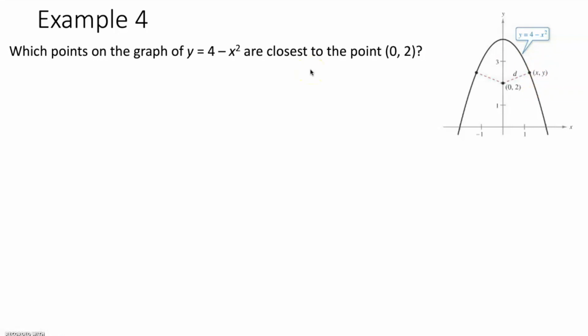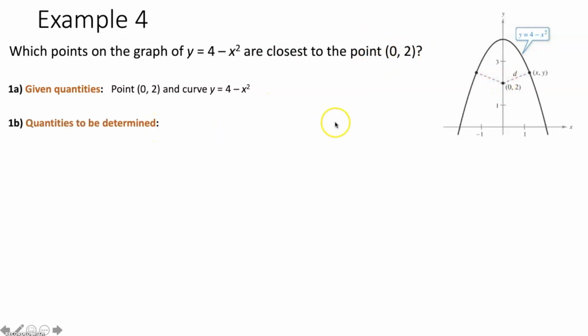So now we can continue step 1 of our optimization problem, which is to state the given quantities. What are we given here? Well, we are given the equation y is equal to 4 minus x squared. We're also given this point at 0, 2 that we are trying to get the closest to. Next, we want to state all quantities to be determined. So what are we trying to find? We're trying to find which points on the graph of y is equal to 4 minus x squared are closest to this point 0, 2. So we're trying to find x and y. We're trying to find that point, x, y, the closest point on this function to this point.